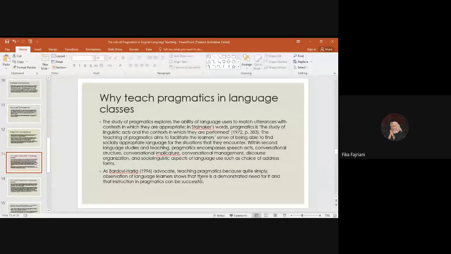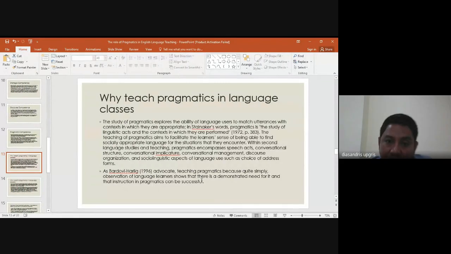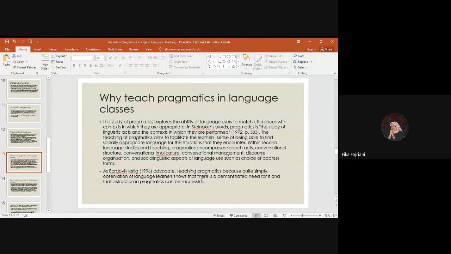Next. As per Dovi Herlich, 1996, advocate teaching pragmatics because, quite simply, observation of language learners shows that there is a demonstrated need for it and that instruction in pragmatics can be successful.